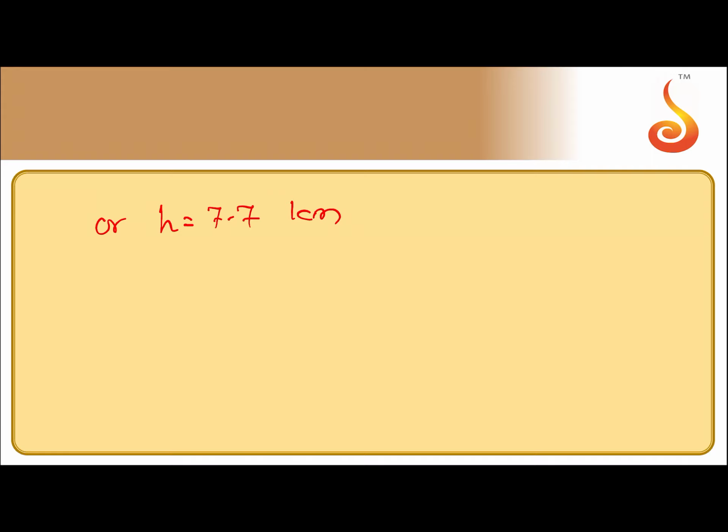Fairly simple calculation. 7.7 kilometer is the height of the air column required to produce normal atmospheric pressure.